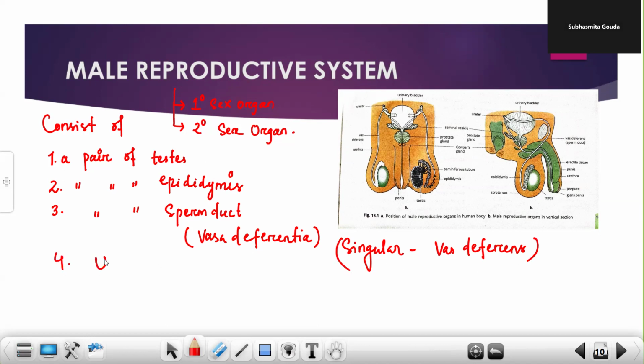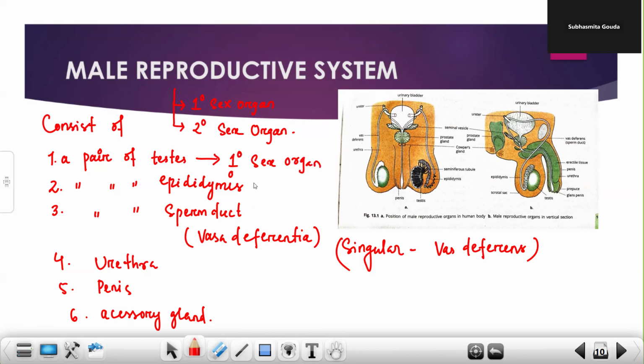Next part is the urethra. Next one is the penis. And the last one is the accessory gland. There are three accessory glands. The testis is the primary sex organ, and all of the others are called secondary sex organs.